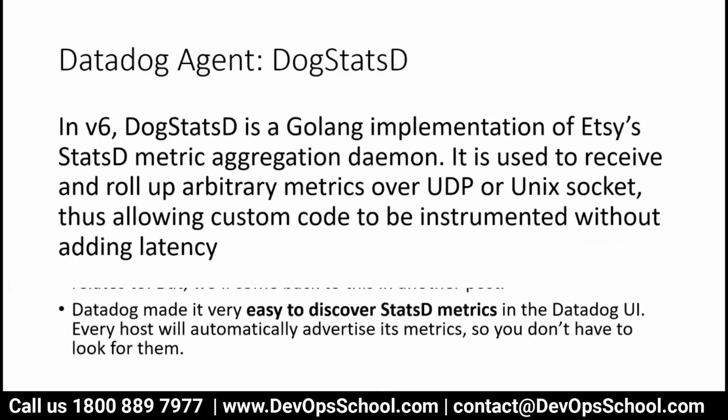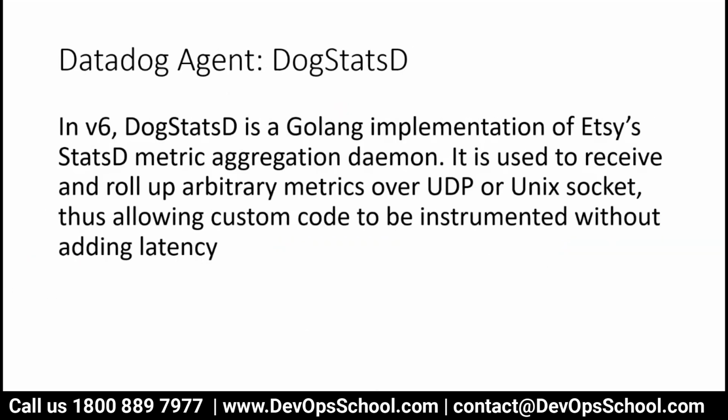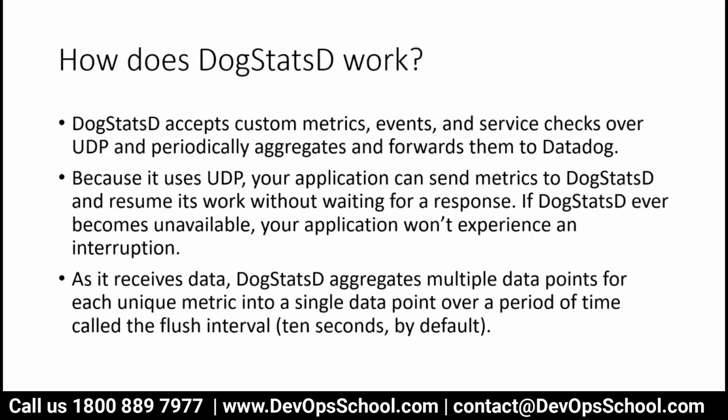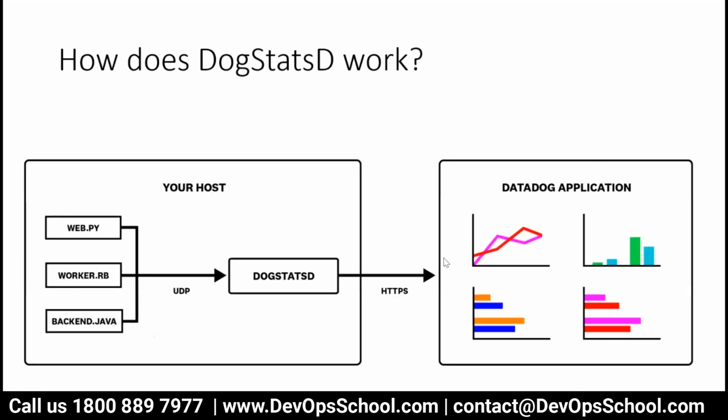Okay. So DogStatsD is the implementation done in Golang of Etsy's StatsD metric aggregation daemon. It is used to receive and roll up arbitrary metrics over UDP or Unix socket, thus allowing custom code to be instrumented without adding latency. Okay. So this is the implementation of DogStatsD. Now if you see, different programming languages you have, Web, Python, Ruby, Java, using UDP you send that to DogStatsD. DogStatsD, using the forwarder, sends it to the Datadog agent.